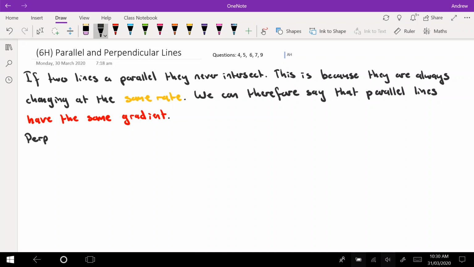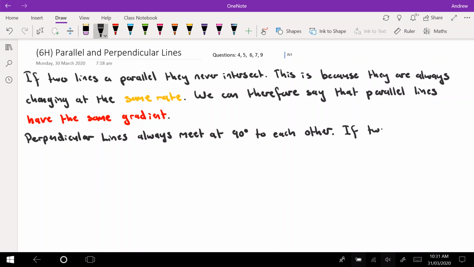Perpendicular lines always meet at 90 degrees to each other. So if two lines are perpendicular, it means that they intersect at 90 degrees. Think of the corners of a wall, one corner and another corner. Those lines intersect and there's a right angle. So perpendicular lines intersect at 90 degrees to each other.